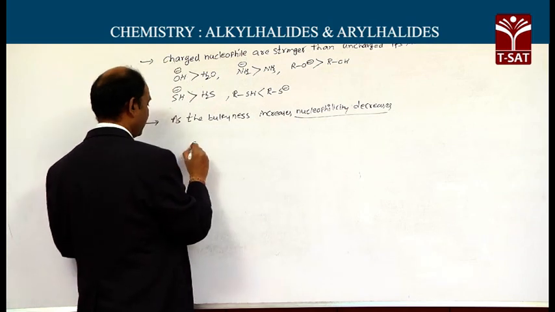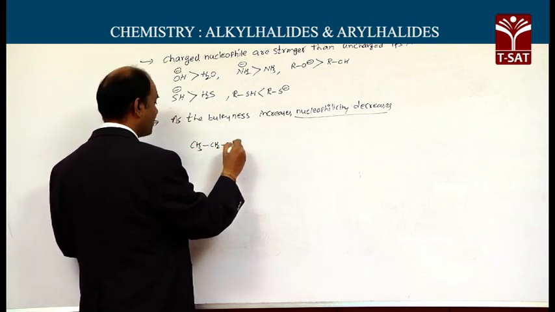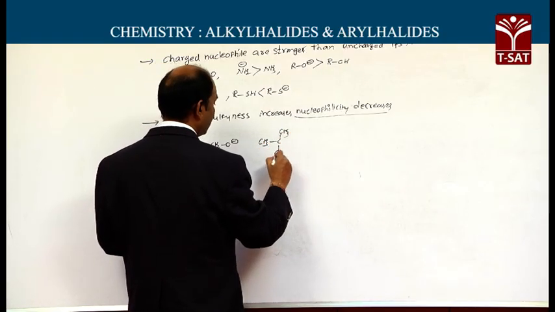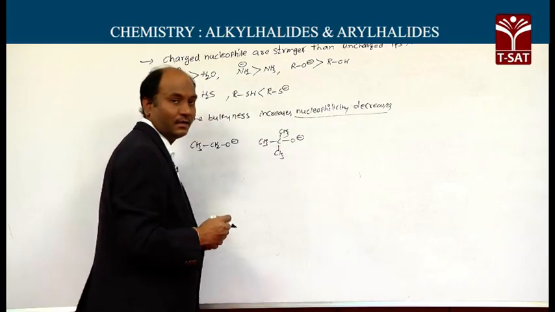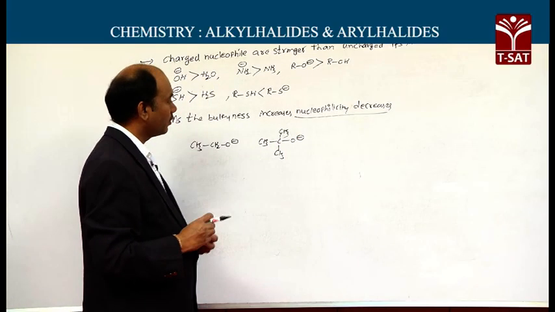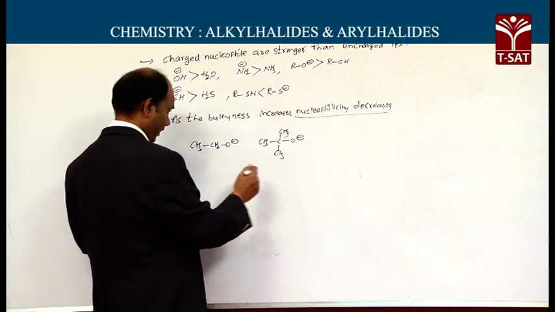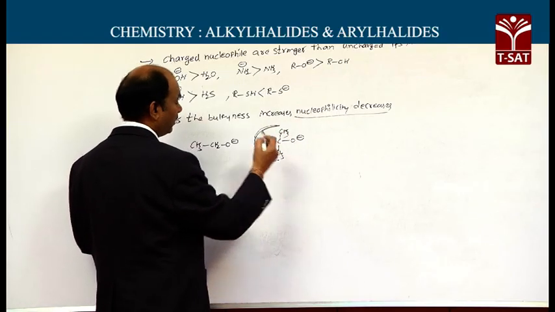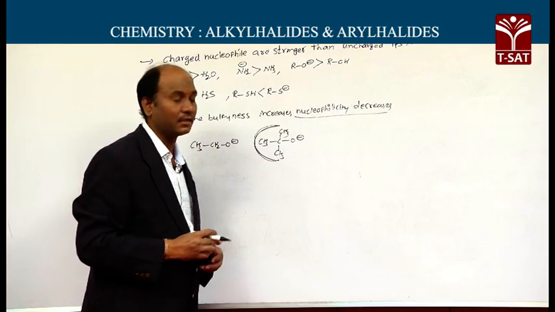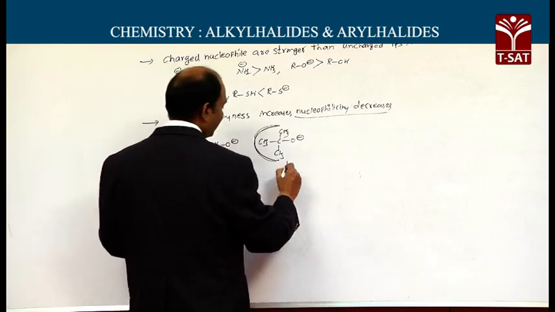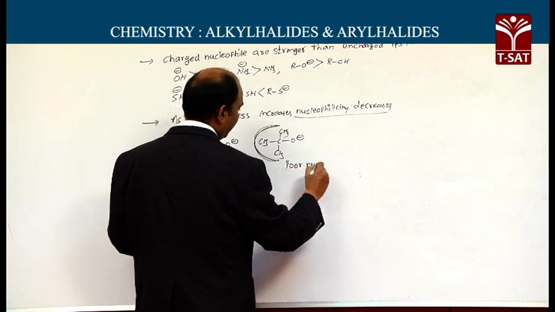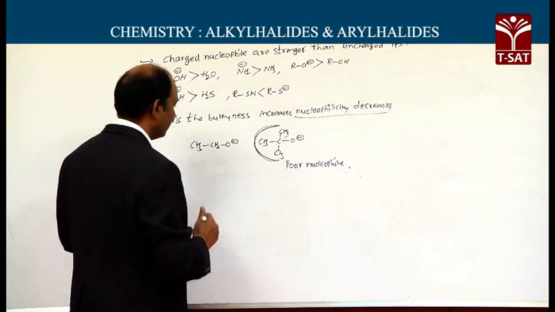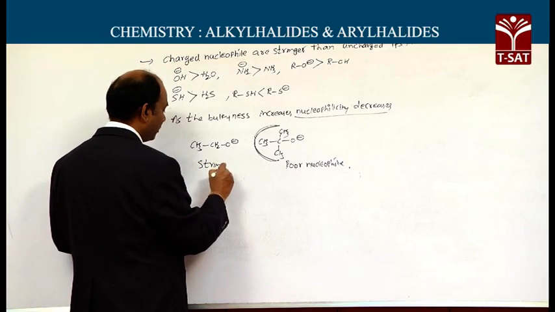Suppose you take CH3CH2O minus and (CH3)3CO minus. This is the ethoxide ion, this is the tertiary butoxide ion. Due to the bulky group, the tertiary butoxide does not easily attack carbon. Therefore, it is a poor nucleophile. Whereas the ethoxide is smaller, it easily attacks carbon. Therefore, it is a stronger nucleophile.